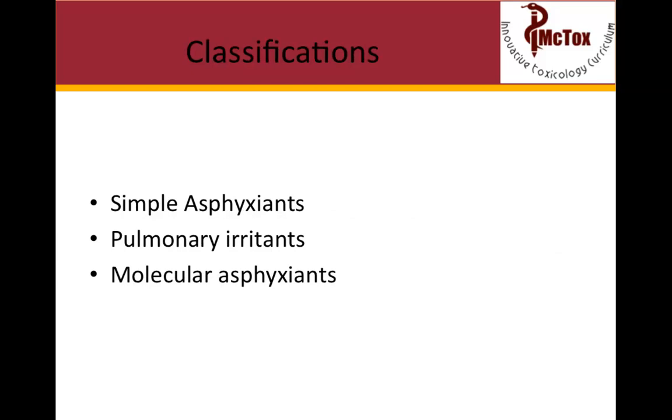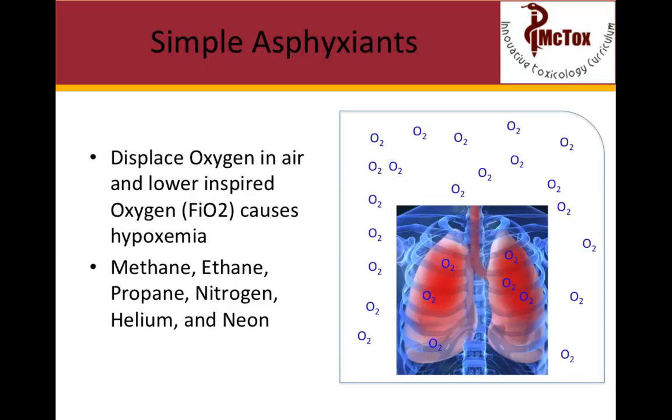Let's start with classifications. Inhaled toxins are classified into one of three groups: simple asphyxiants, pulmonary irritants, or molecular asphyxiants. As you know, the air around us does not contain only oxygen. It has a combination of nitrogen, 21% oxygen, and remaining gases that are present in smaller quantities, including carbon dioxide, helium, and argon gas.